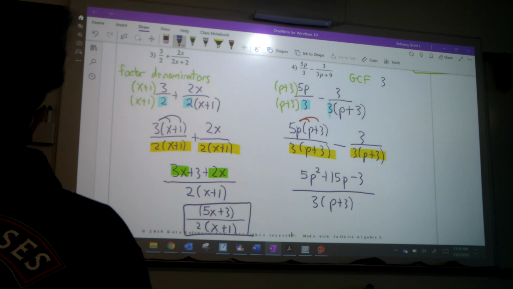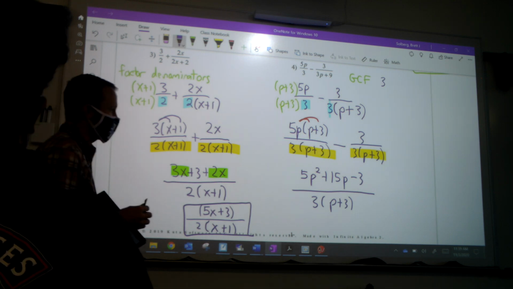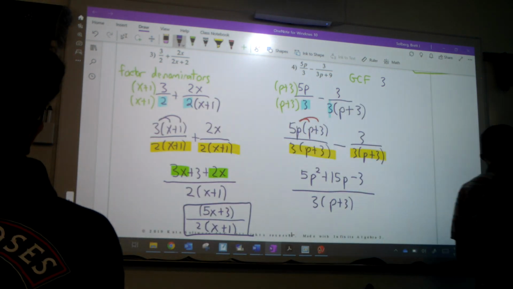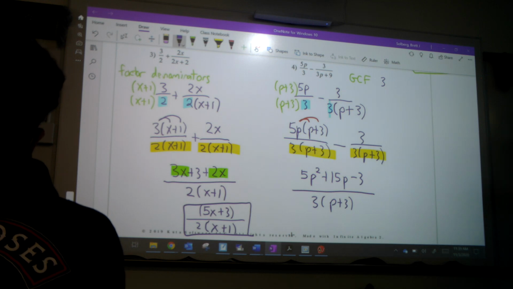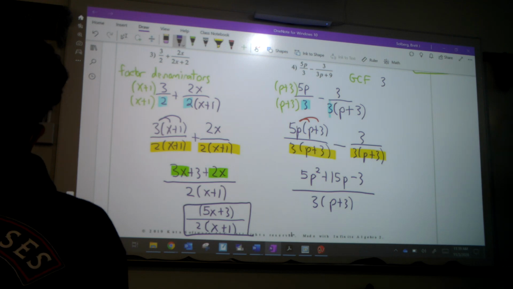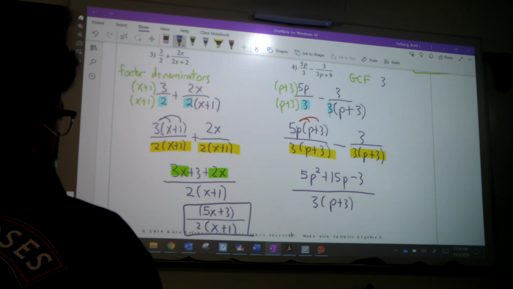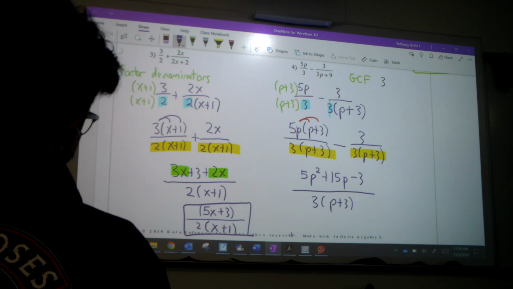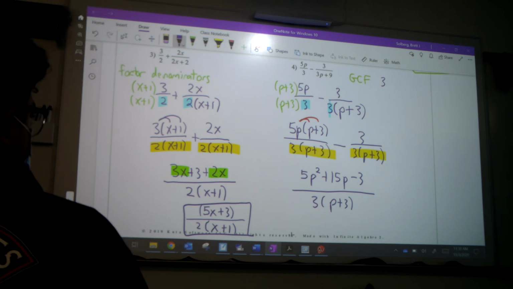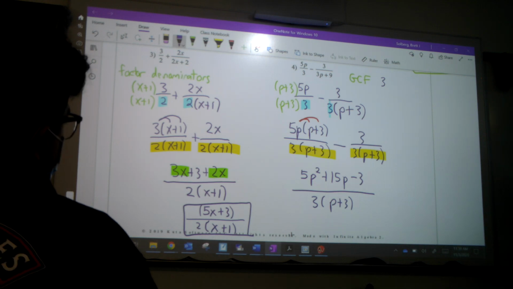I guess it would be good for me to check to see, can I factor this? So I'm going to just write that out real quick right here, and let's check it. If I do 5p squared plus 15p minus 3, 5 times negative 3 is negative 15, and I want to see what multiplies to negative 15 and adds to 15. Is there anything? Nope, so it doesn't factor. So guess what? You're done. Woohoo!